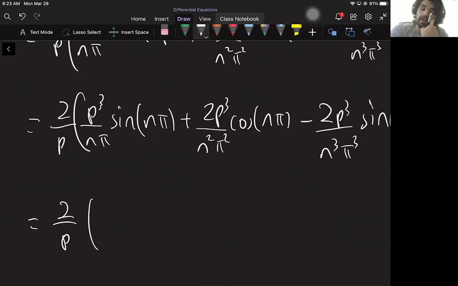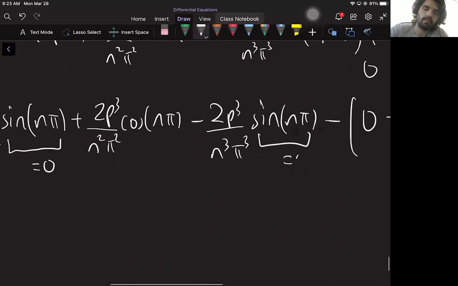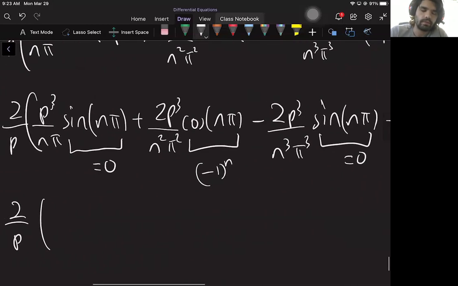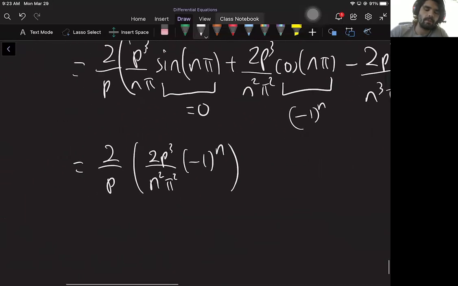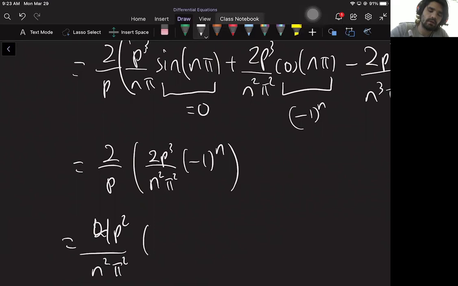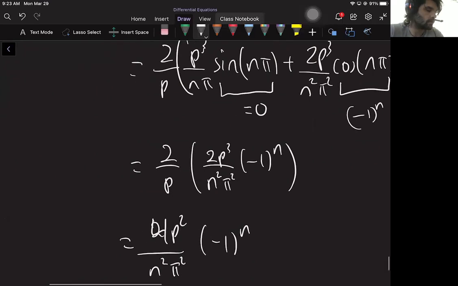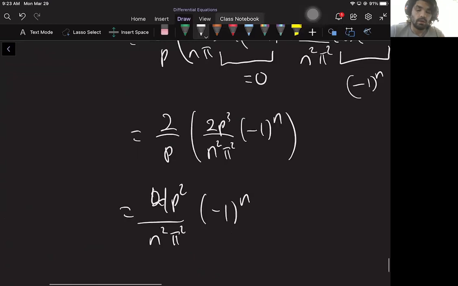All right, and now lots of stuff is going to go away. Sine of a multiple of pi is just going to be 0. We're using that property again. And cosine of n pi is -1 to the n. So I just end up with 2p cubed over n squared pi squared times -1 to the n. Everything else is 0. And so I end up with 4p squared over n squared pi squared times -1 to the n as my coefficients of cosine. Okay.